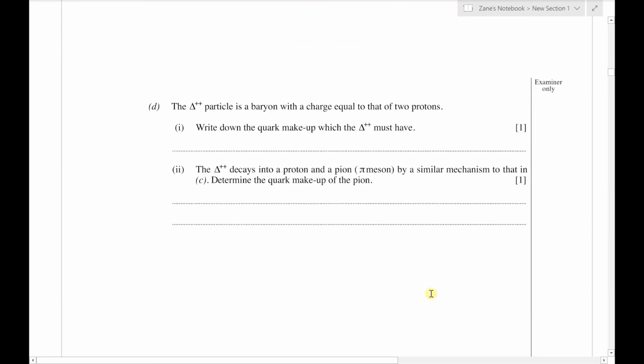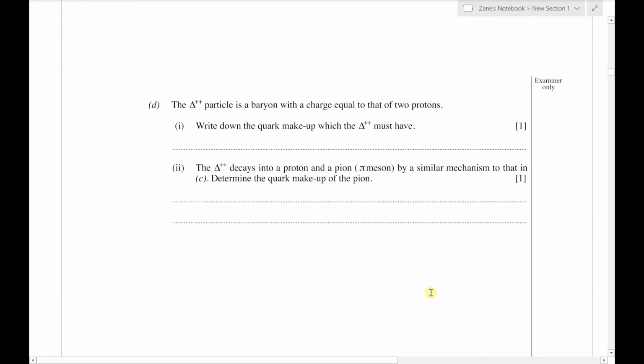Question continues, part D. This time we've got the delta double plus. It's a baryon, so it's made of 3 quarks, and it's got a charge equal to that of 2 protons. We've got to write down the quark makeup which it must have. So it must have up, up, up, because if we have 2/3 of e 3 times, that gives us 6/3 or 2e, so hence the charge of 2 protons.